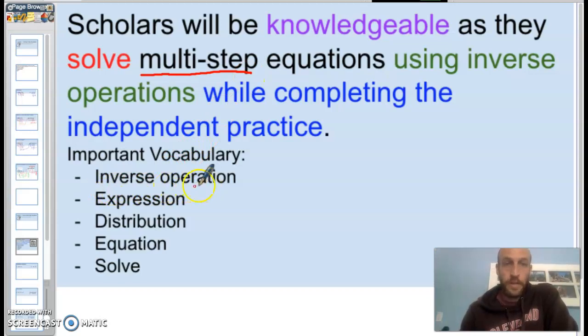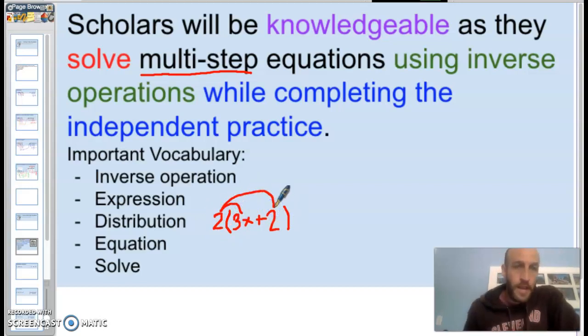All right, the important vocabulary. Inverse operation, right? We've been talking about that a lot lately. Inverse operation just means the opposite. An expression is something like 2x plus 5, with no equal sign. Distribution, we will see this, is when you have a number outside of a parentheses and you multiply the number on the outside to everything on the inside, right? And then we know we've been working with equations and solving.